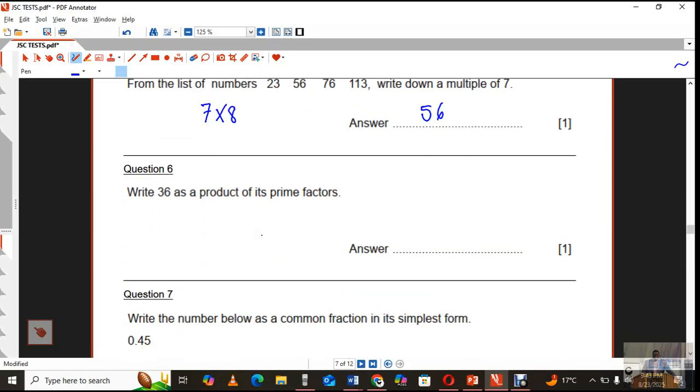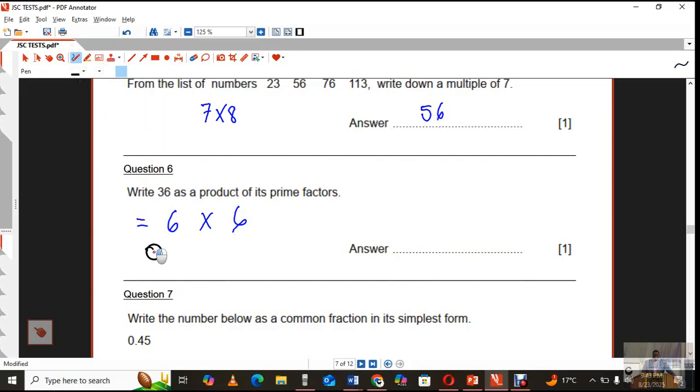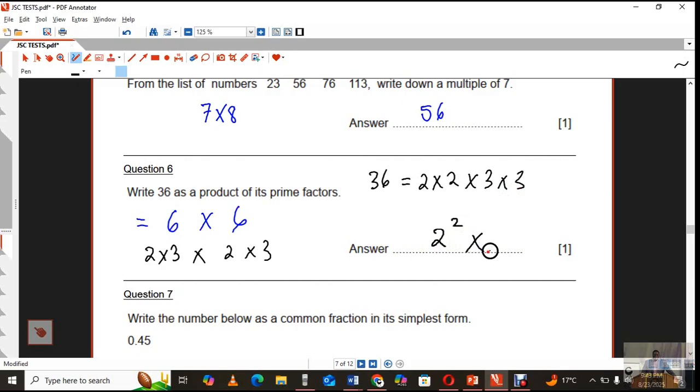Write 36 as a product of its prime factors. Now I know that 36 is nothing but 6 times 6, but this is not what we're looking for. I know that this is 2 times 3, and this is also 2 times 3. So as a product of its prime factors, 36 is 2 times 2 times 3 times 3, which I can just write in short as 2 squared times 3 squared. They have to be prime numbers that multiply with each other.